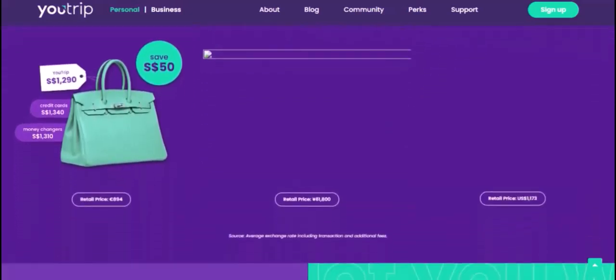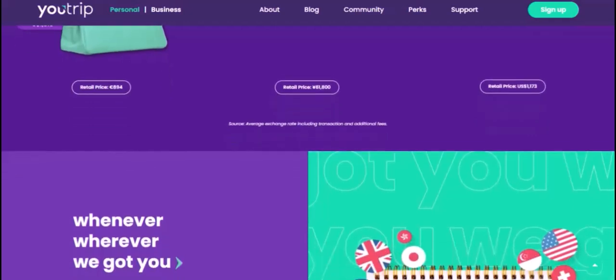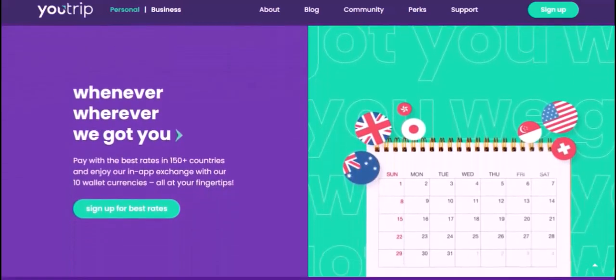Tips to maximize your YouTrip experience. Verify your identity. Completing identity verification can unlock higher spending limits and faster transaction processing. It's a simple process that can significantly enhance your YouTrip experience.